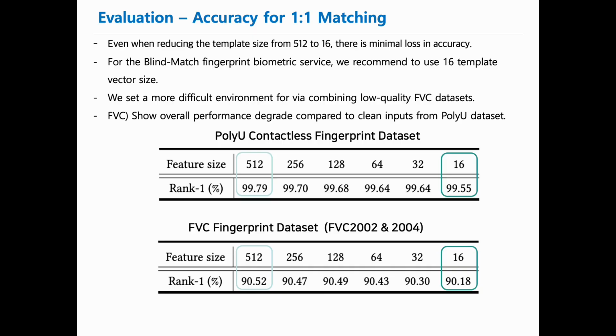We set a more difficult environment by combining low-quality FVC datasets. The FVC dataset-based experiment shows some performance degradation compared to clean inputs from the PolyU datasets. The result shows that the template vector size 16 supports a high accuracy. So we recommend the template vector size 16 in the one-to-one matching tasks.